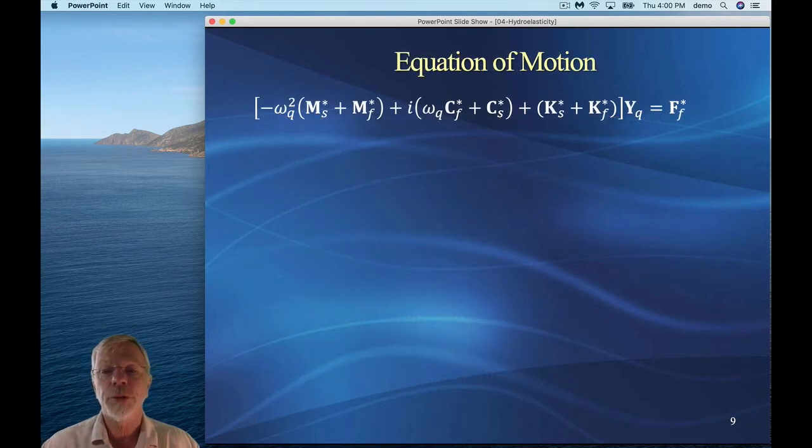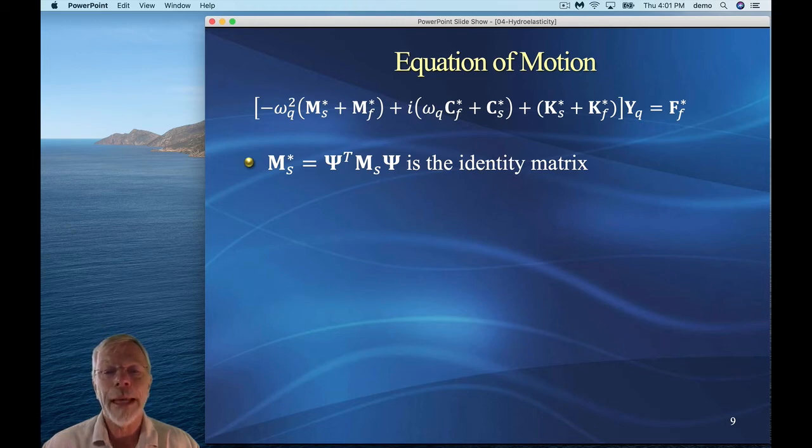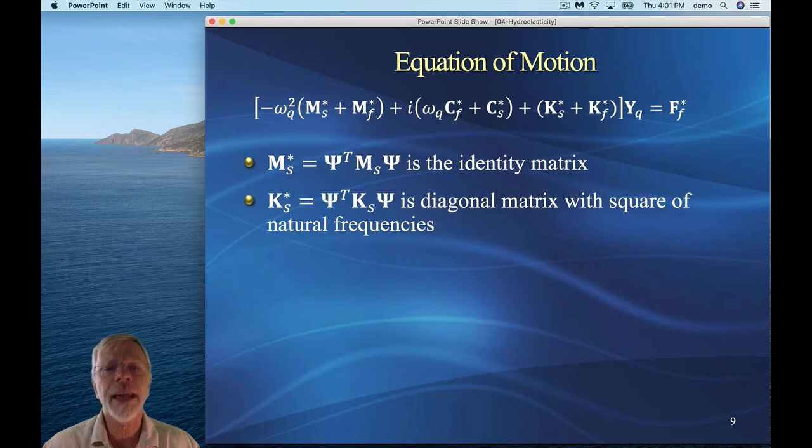So now the equation of motion was written this way, and I've used the superscript star to indicate that these are the matrices that result from applying the reduced basis. So M_s star is psi transpose M_s psi, and so that's going to be an M by M matrix. M_s, remember, is N by N. Psi is N by M, so this is an M by M matrix. And if the modes have been mass normalized, then it's the identity matrix. K_s star, again, is an M by M matrix. It's diagonal, with the diagonal elements being the square of the natural frequencies. Remember, psi_j transpose K_s psi_j is omega_j squared.